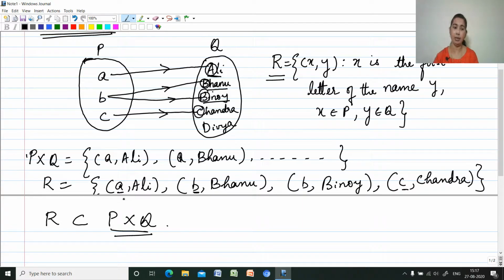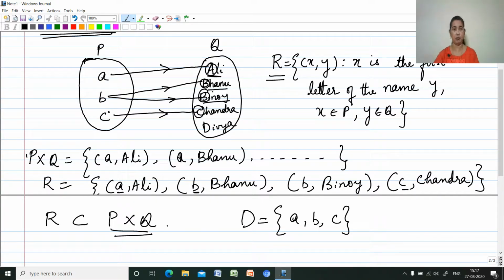So A, B, C, the domain can be written as set A, B, C, and all these elements are coming in the first set itself. So what is domain? Those elements which are coming in the first set and it should be in the relation also. That is called the domain.